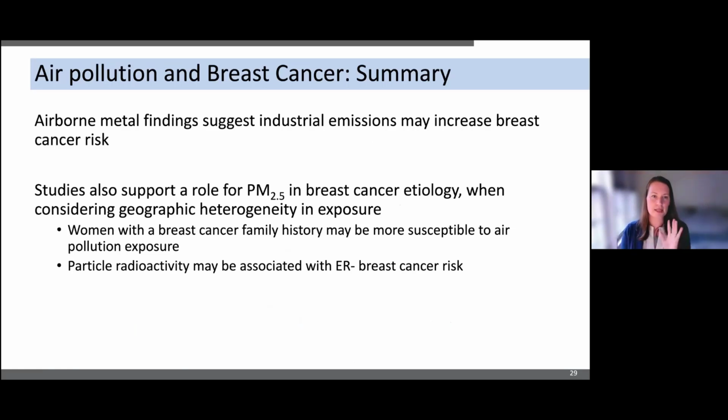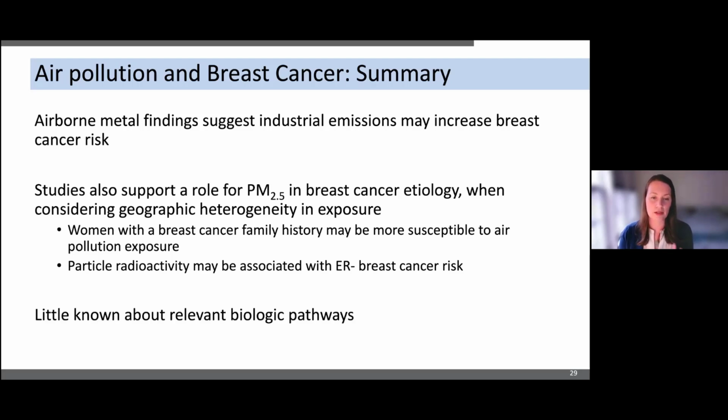So I'm going to summarize the work that I've gone through today. I know that I went through quite a few studies. First, we looked at the airborne metals, and we found a suggestive association for cadmium, mercury, and lead, which suggests a potential role for industrial emissions. I've also done a number of studies evaluating PM2.5, and these studies do support that PM2.5 may play a role in breast cancer risk, but particularly when considering geographic heterogeneity and exposure. Our findings also suggest that women with a breast cancer family history may be particularly susceptible to air pollution exposure, as well as a possible role for particle radioactivity in ER-negative breast cancer risk.